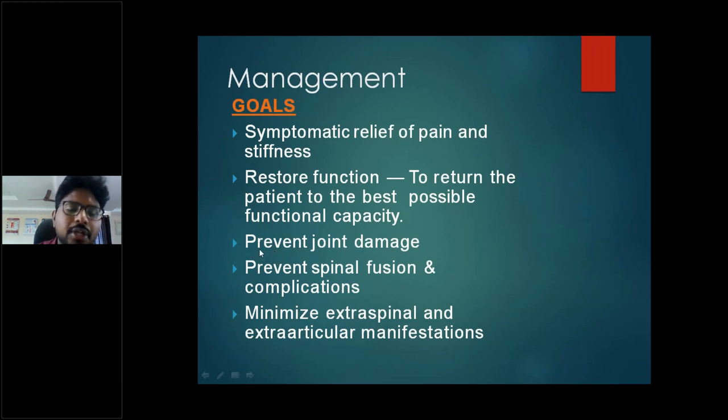And you have to prevent the joint damage. Before the bamboo spine occurs, you have to prevent the damage. If the patient comes to you at the stage of bamboo spine, what can you do? You cannot do anything. So you have to diagnose at the inflammatory stage, and you have to prevent the joint damage and prevent the spinal fusion and complications, and minimize extra-spinal and extra-articular manifestations. These are your treatment goals.